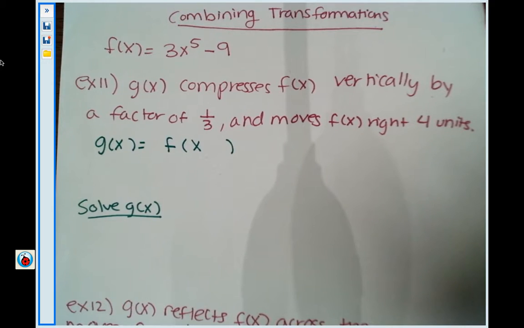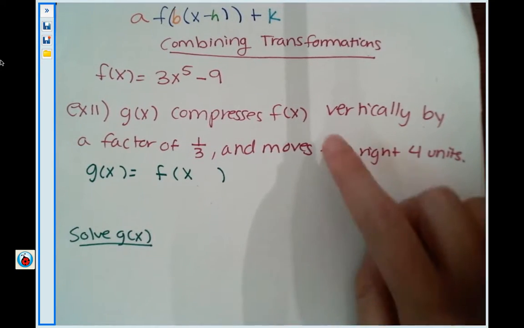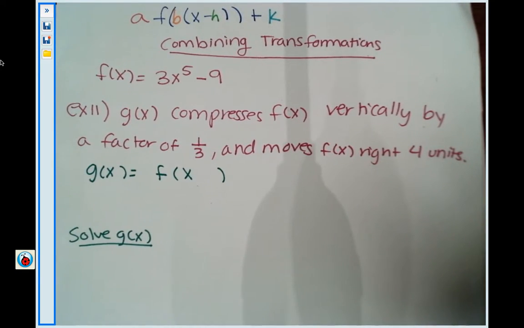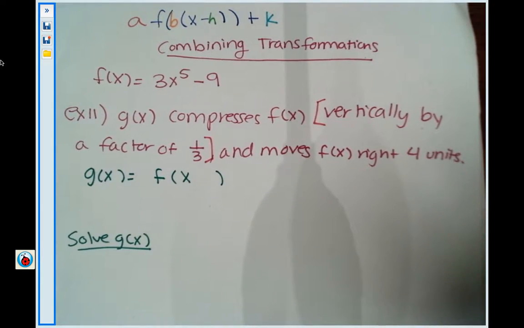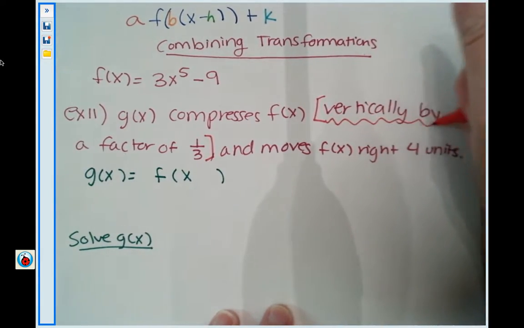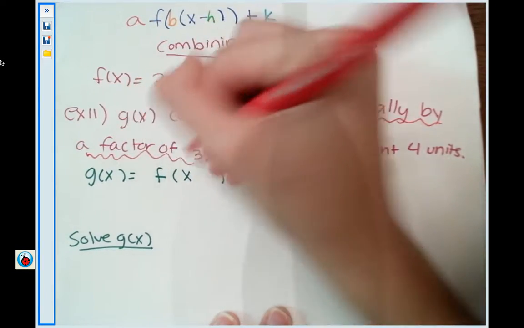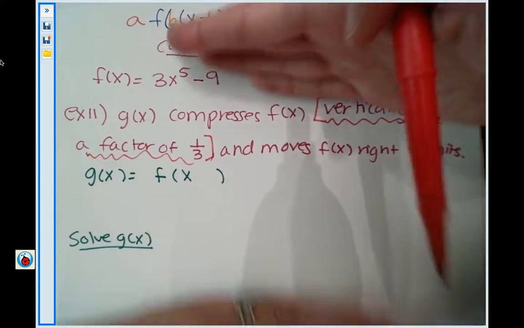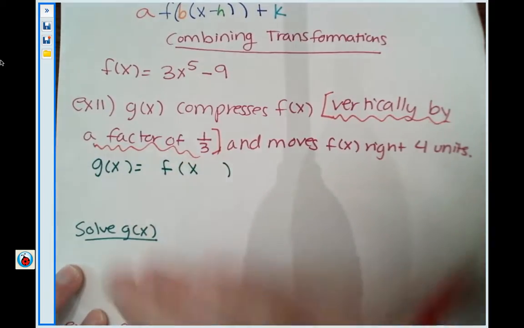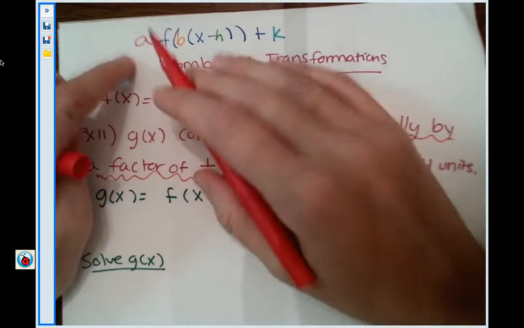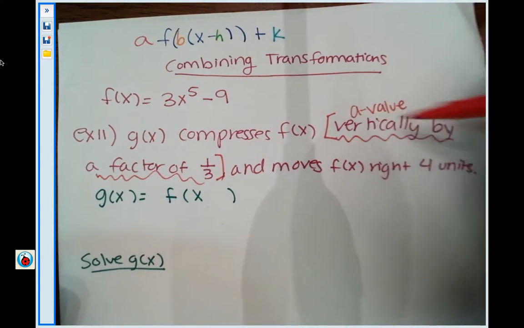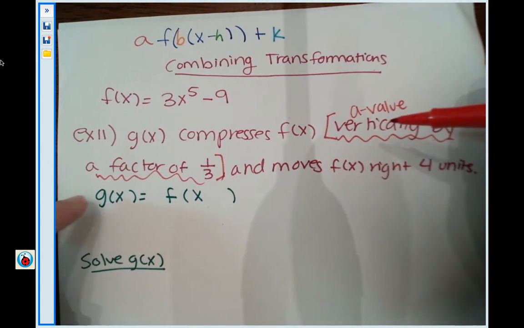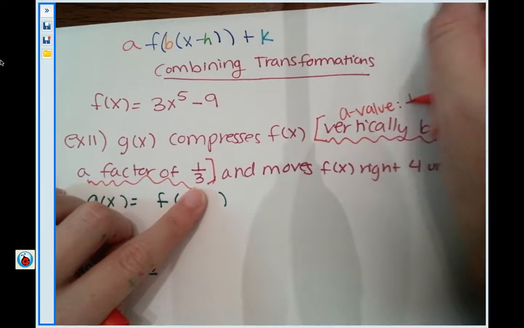So let's get going. It says g of x compresses f of x vertically by a factor of 1/3. So let's talk about what this vertically by a factor of 1/3 means. Remember, anything that deals with vertical stuff, so vertically compresses, stretches, or vertically reflects, is an A value. So this is dealing with an A value. And it vertically compresses by a factor of 1/3. So our A value is just 1/3.